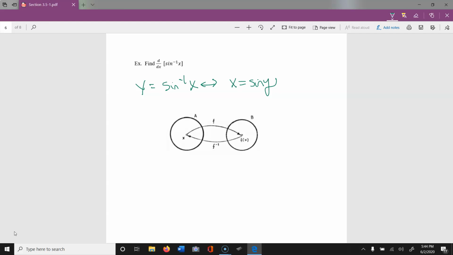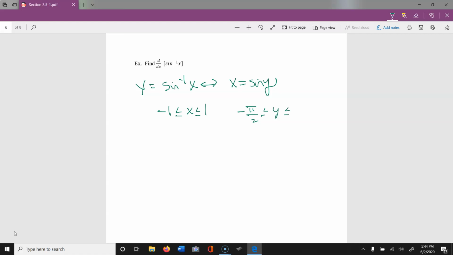If you have x equal to sine y, that means y is equal to sine inverse of x. Of course, we do have some restrictions. One of the restrictions is that x is between negative 1 and 1. And then the range of the sine inverse, y, is between minus pi over 2 and pi over 2. Just like that.